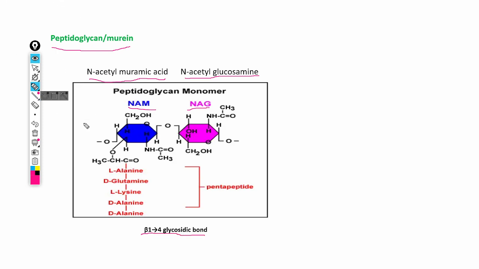So always 4 amino acids are joined together, and these amino acids are alternating. That means L, D, L, D. The first 4 will always alternate, so it is called a tetrapeptide. Here it is called a pentapeptide because of the presence of 5 amino acids. But the first 4 should be alternating, that means L, D, L, D, like that. Okay. So that's why this is called the peptidoglycan or murein.